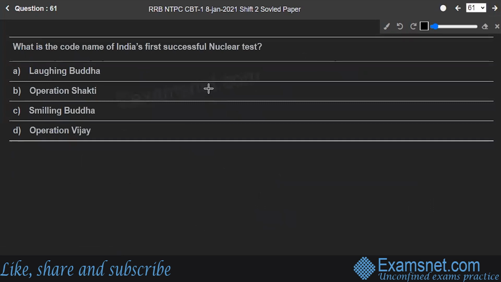61. What is the code name of India's first successful nuclear test? Is it Laughing Buddha, Operation Shakti, Smiling Buddha, or Operation Vijay? Well, it was Smiling Buddha. Code name for India's first successful nuclear test was Smiling Buddha. On 18 May 1974, India conducted its first nuclear test, codenamed as Smiling Buddha in Rajasthan's Pokhran, becoming a nuclear power.